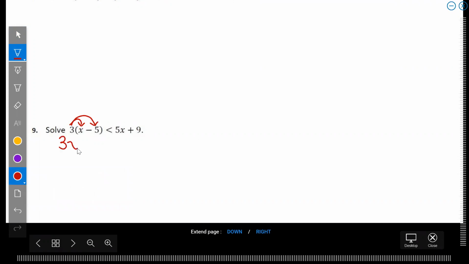So I'd have 3x minus 15 is less than 5x plus 9. Now, when I'm working with inequalities, I usually like to keep my x's over on the left-hand side because a lot of times they'll give me an answer line that looks like this, and I have to figure out how to fill it in. So I want to keep my x's on the left-hand side. So I'm going to subtract 5x from both sides.